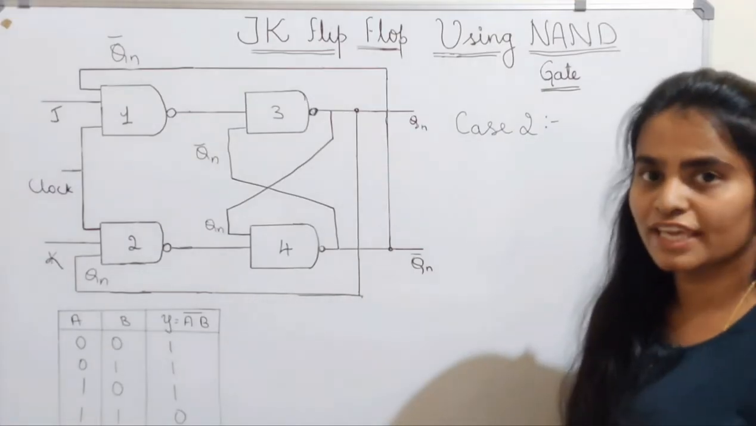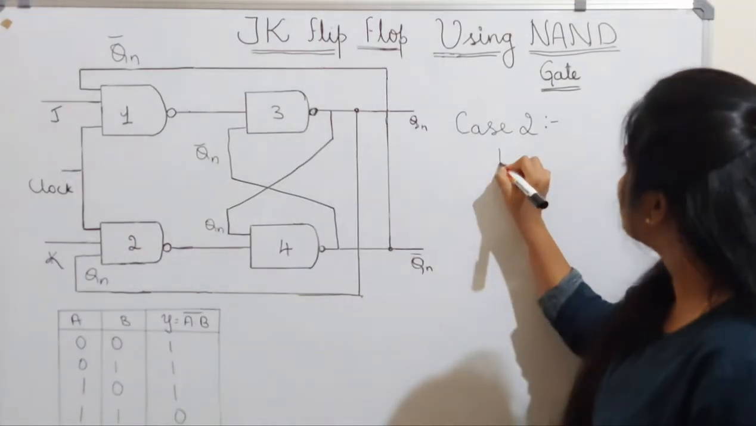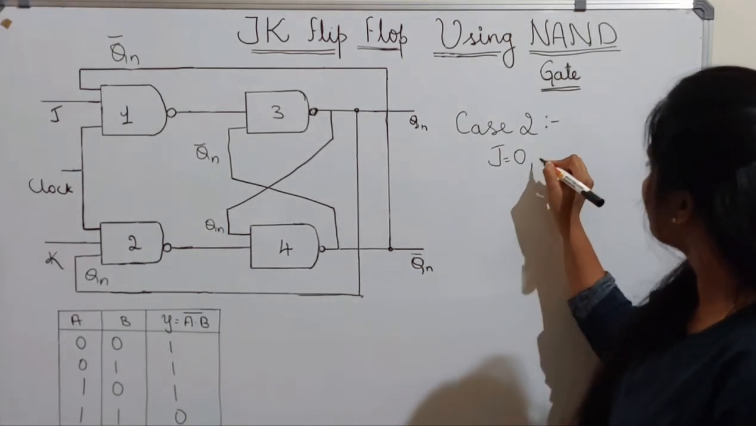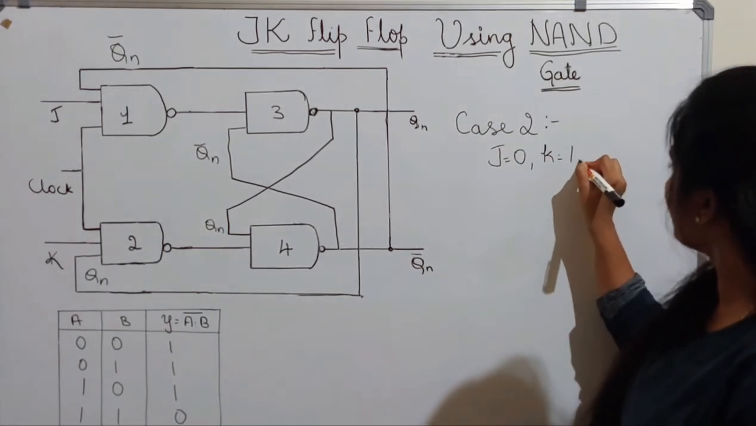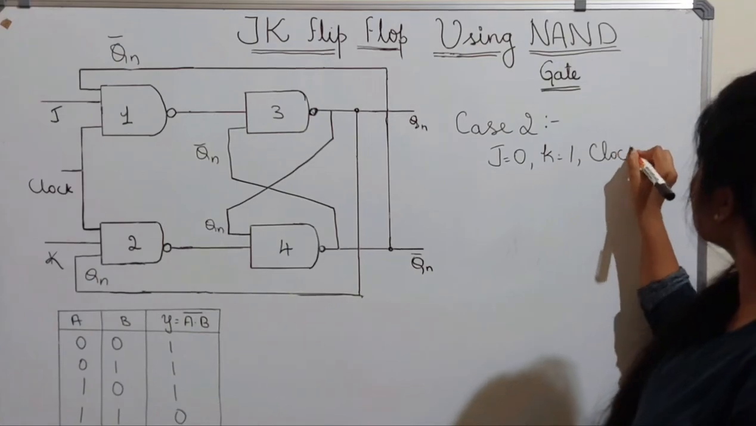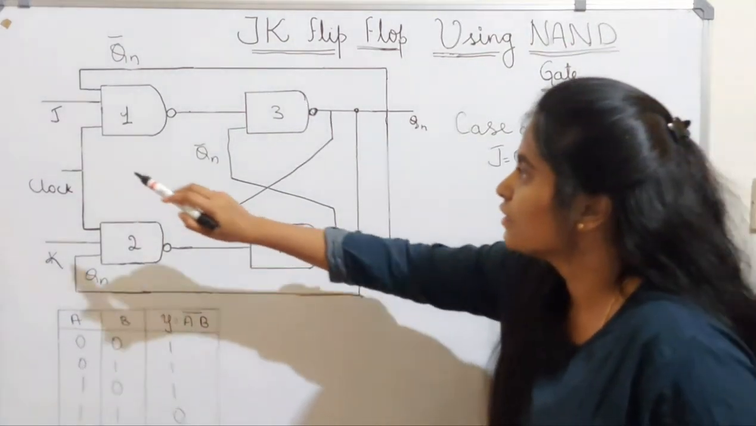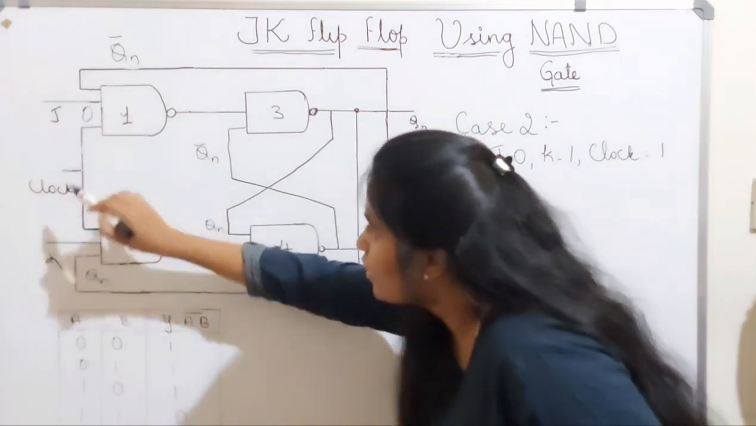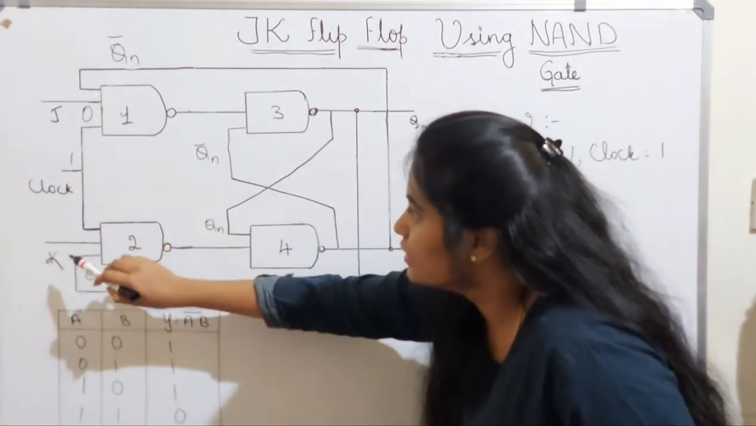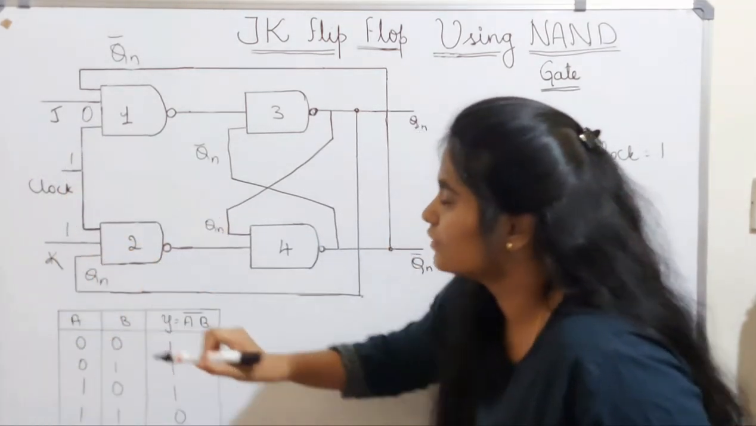Now let's move on to case 2. J is equal to 0, K is equal to 1, and the clock pulse is 1. When the clock pulse is applied, J is 0, clock pulse is 1 and K is 1.